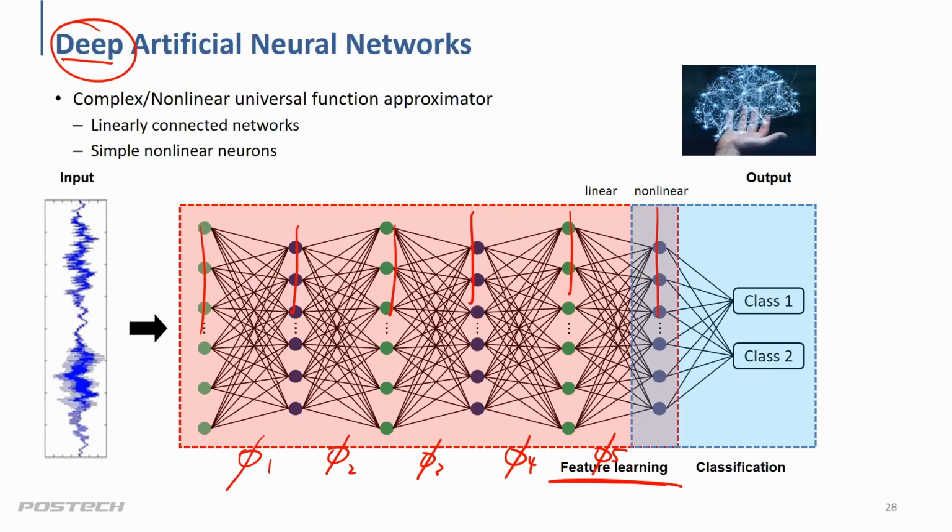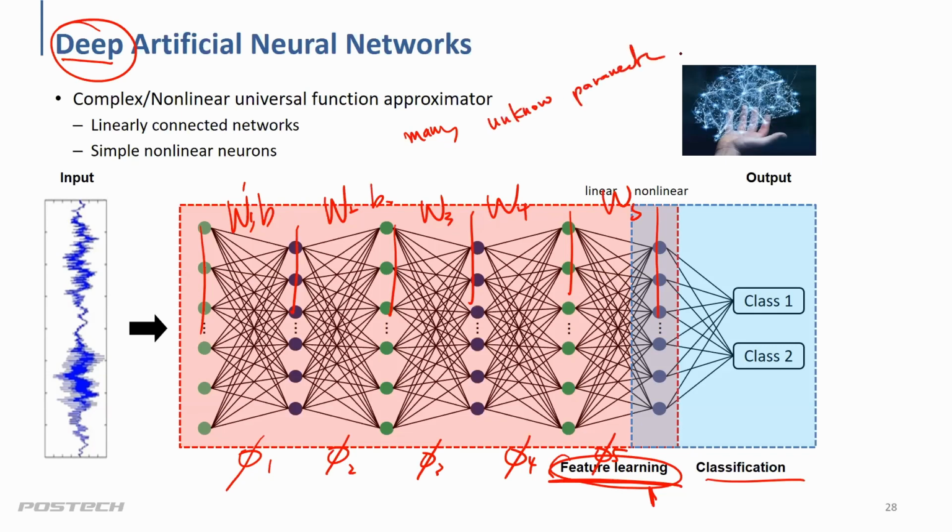The good thing is we have a higher chance to get good features for the classification, but on the downside, we have many unknown parameters that we need to solve or figure out, say, from optimization solvers. So we have many unknown parameters to solve for.